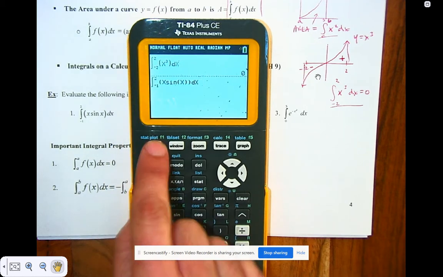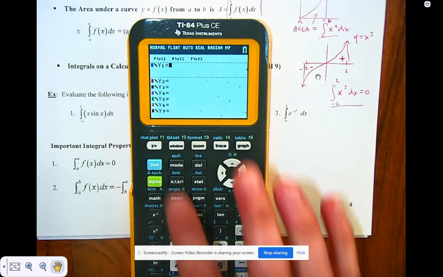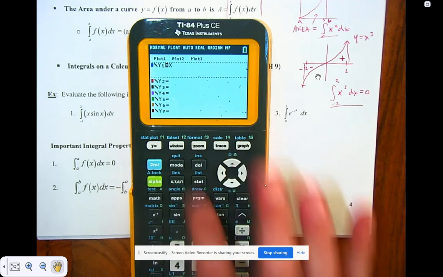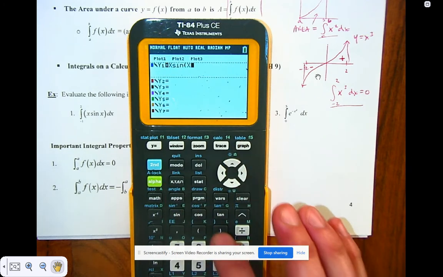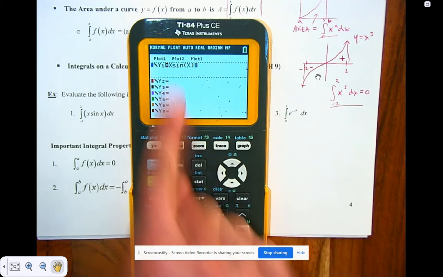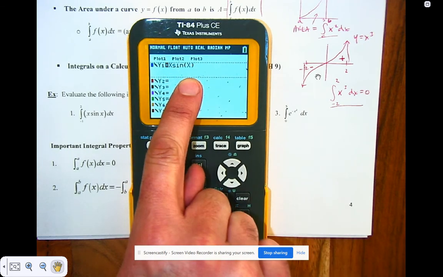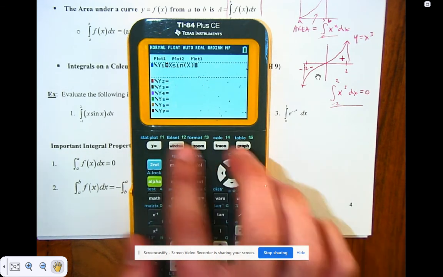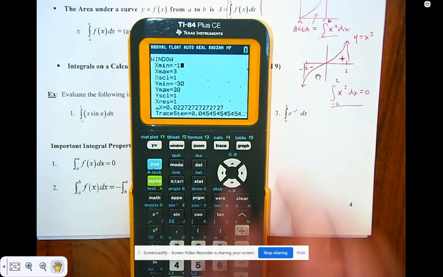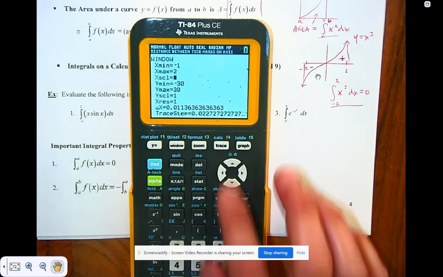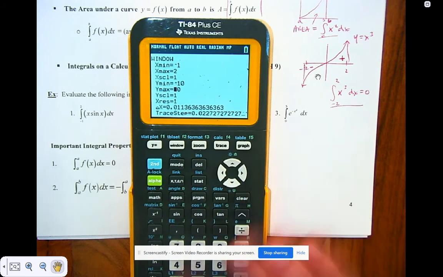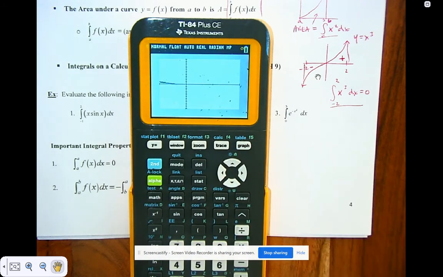And so it's probably worth coming in here and pausing. Let's type in x sine of x. You can just watch. You don't have to do this. I'm trying to find the area between that curve and the x-axis from -1 to 2. So I'm just going to change my window. Let's go from -1 to 2 and give ourselves some room here. That is the function x sine x.